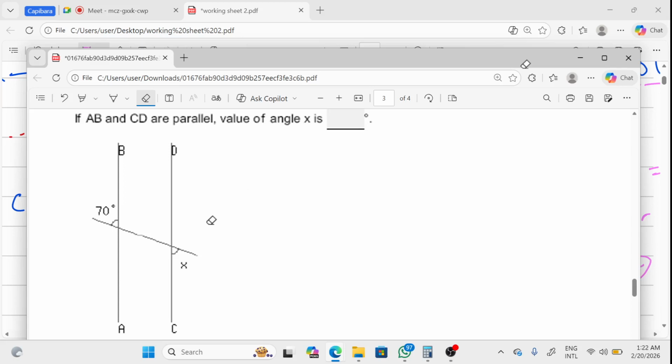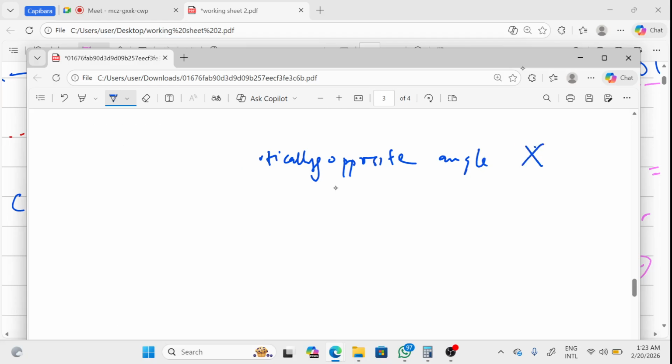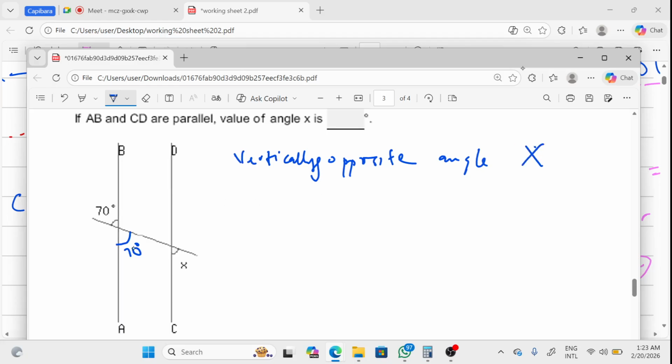So what's the value of x, Shemilore? From this angle, you just take it one after the other. If I were you, I will just open something here and call it 70 degree. Why? Because of vertically opposite angle. That's the x angle. So 70 is equal to 70 here. Are you with me, Shemilore?